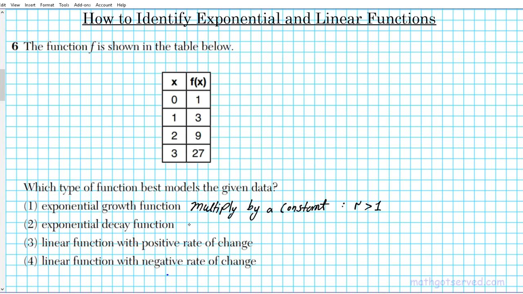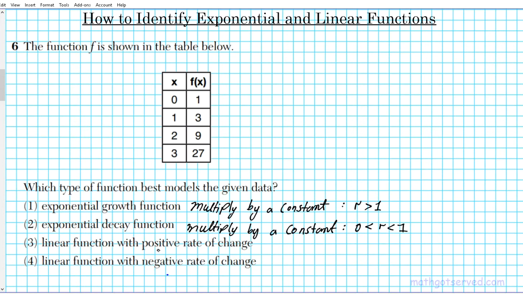How about decay? It's similar, but a slight difference. In this case, you're going to multiply by the same number over and over again. Multiply by a constant. This is a decay factor in this case. But that r factor will meet the following condition. That r, or that constant or decay factor, is always going to be between 0 and 1. For example, if you have an r value of 1/2, and you keep multiplying by 1/2 over and over again, you have an exponential decay function.